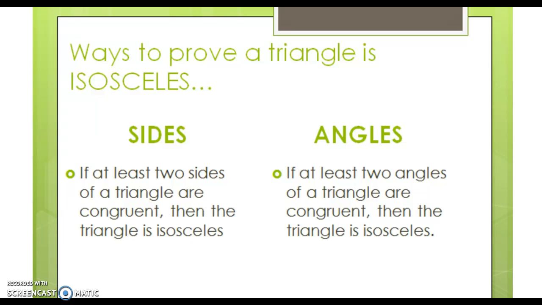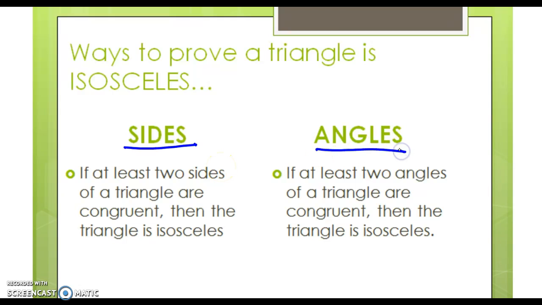So, in summary, there are actually two ways to prove a triangle is isosceles. If you can prove that two sides of the triangle are congruent, then we know the triangle is isosceles.